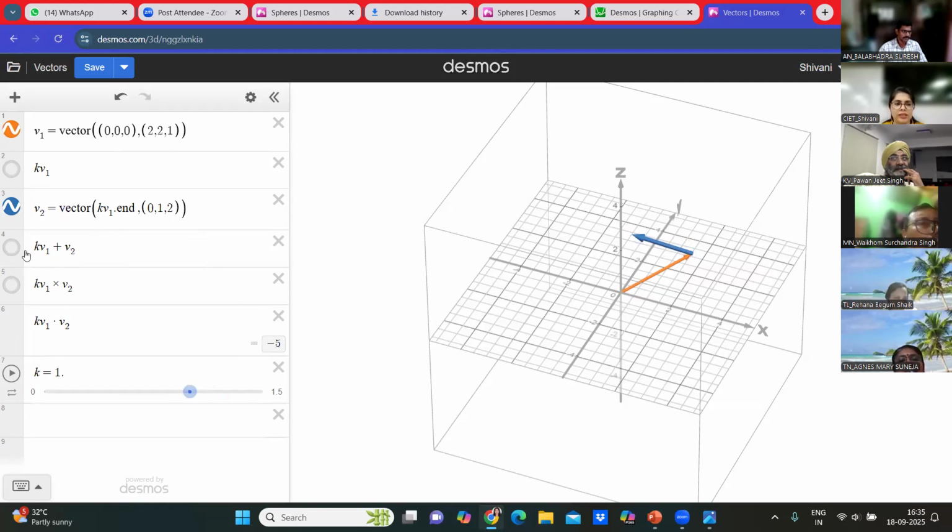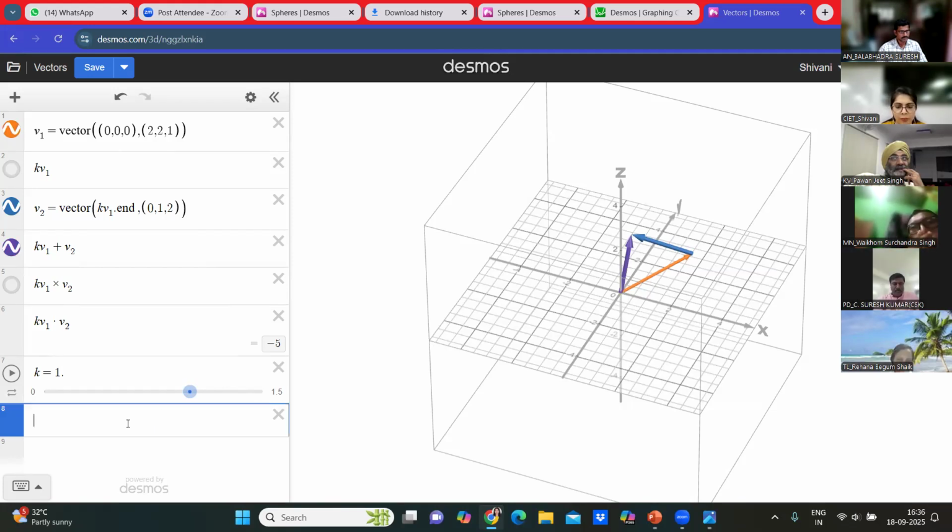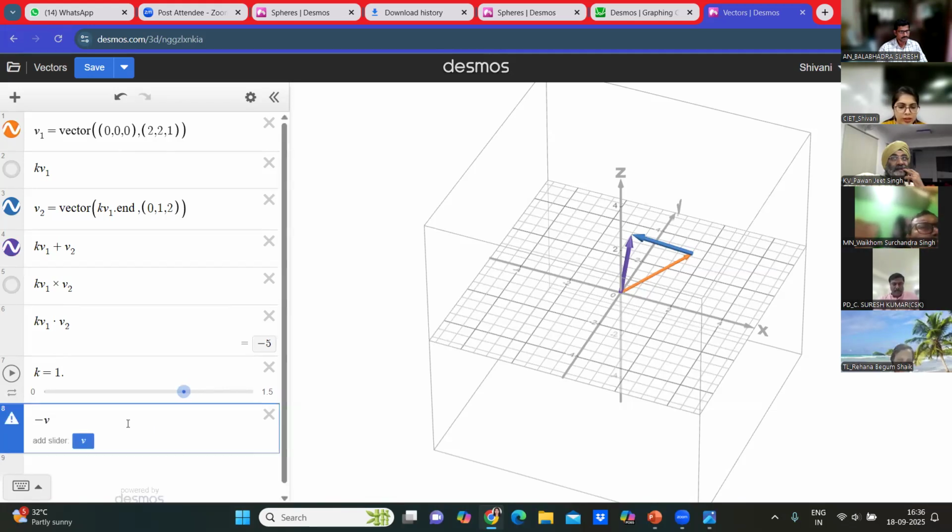Now what is V1 plus V2? You know the rule: the third arrow in the opposite direction represents V1 plus V2. So here you can see this is V1. Now what is minus V1? So minus V2, we are doing it as minus V2.